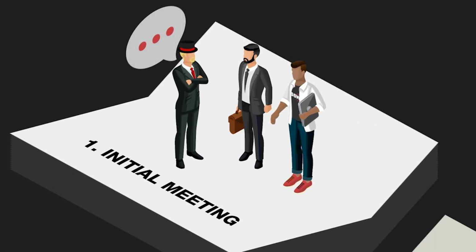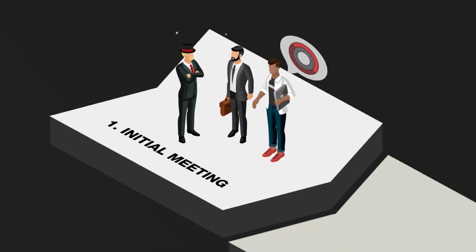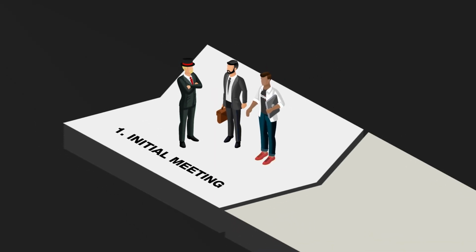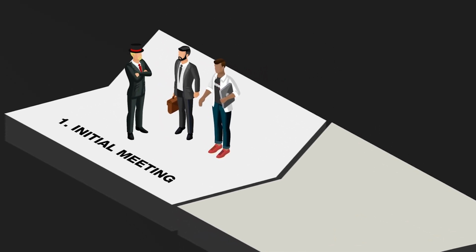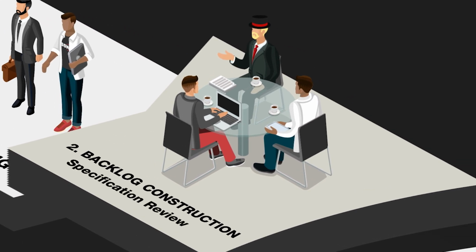The first step is the initial meeting, where the product owner explains the product vision. The developers then think about what is the architecture needed and how long they are going to need to come up with an estimate. The second step is the backlog construction, also known as a specification review.